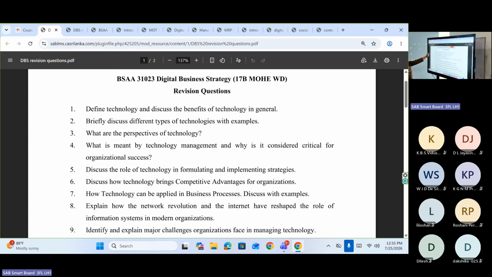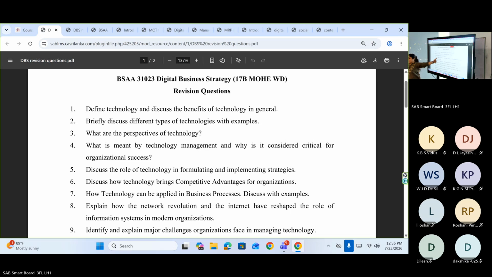See question number 1. Define technology and discuss the benefits of technology in general. Okay? So we have to briefly explain what is meant by technology and what are the benefits of using it in general. So maybe not relevant to a specific type of technology. You can just talk about the benefits, or else you can take one of these examples and talk about it. That's also okay. Briefly discuss different types of technologies with examples. So that's what we just discussed.